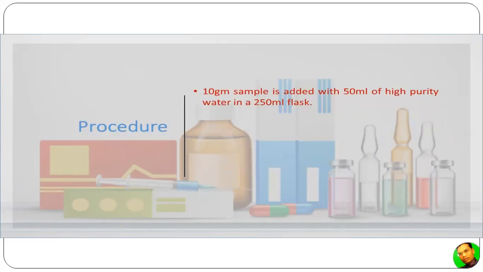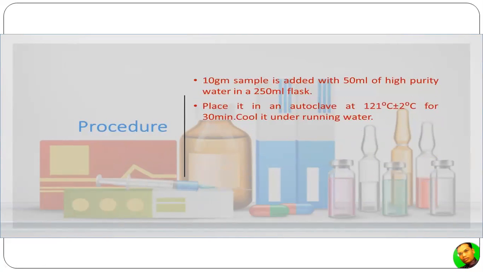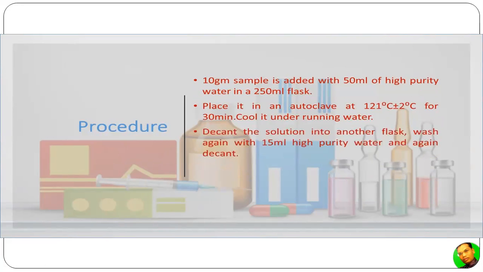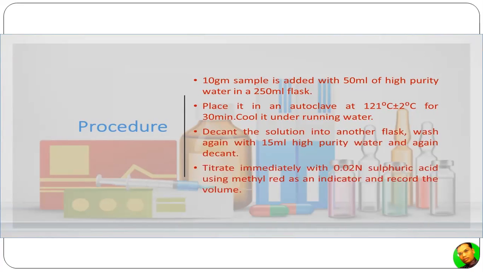10 gram of sample is added with 50 ml of high purity water in a 250 ml flask. Place it in an autoclave at 121 degrees Celsius plus or minus 2 degrees Celsius for 30 minutes. Cool it under running water. Decant the solution into another flask. Wash again with 15 ml high purity water and again decant. Titrate immediately with 0.02 normal sulfuric acid using methyl red as an indicator and record the volume.